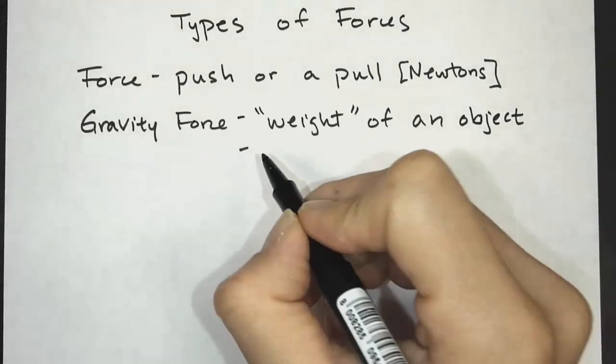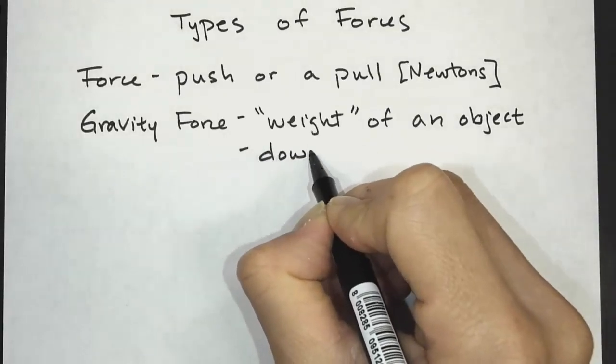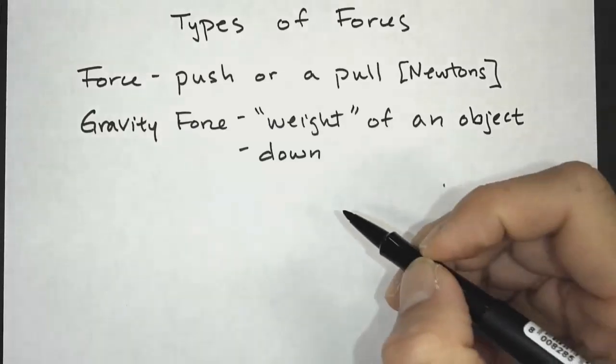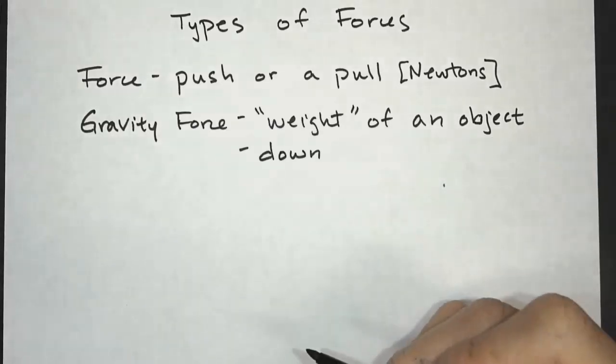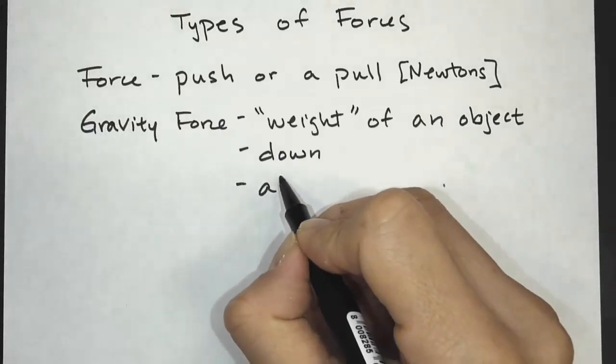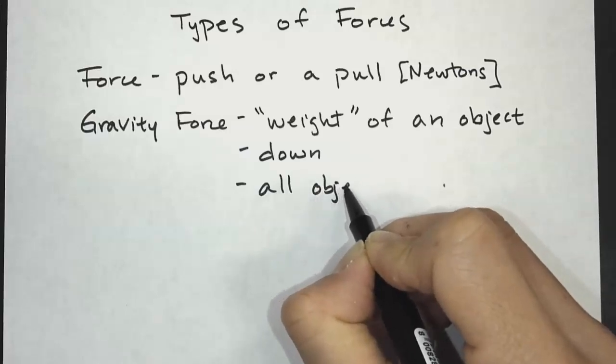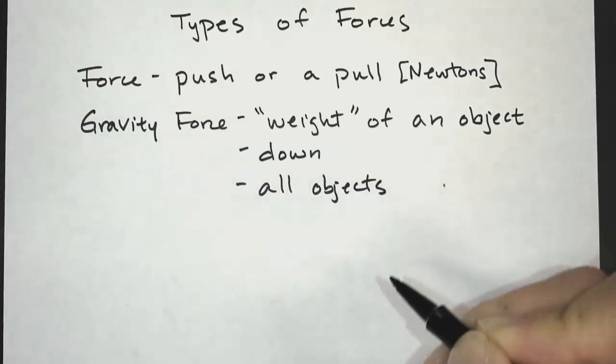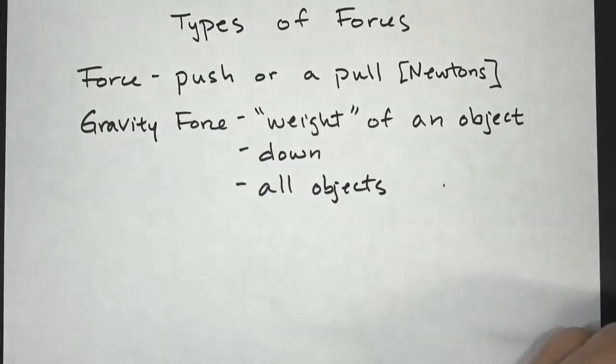And the direction of the gravity force is always down, okay? And it's technically towards the center of the Earth, but usually it's just going to be down. What objects have a gravity force acting on them? It's going to be all objects. All objects on Earth will have a force of gravity acting on them. All objects on a different planet, or on a star, or on the moon. So anything close to a large mass will have a gravity force on it.